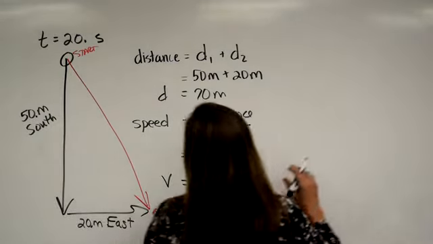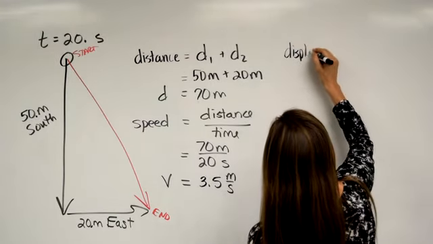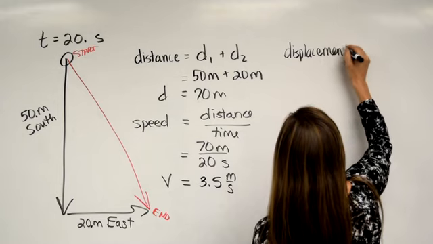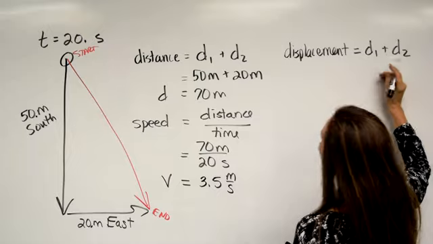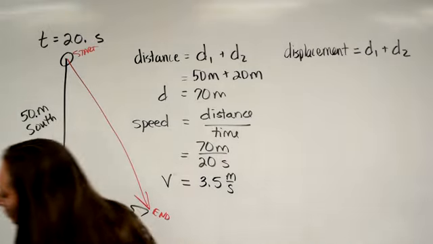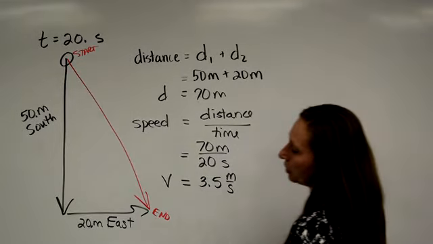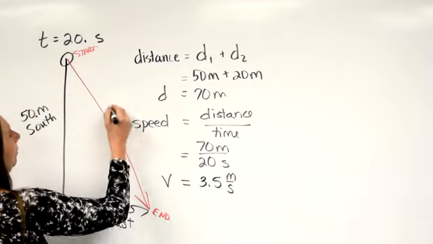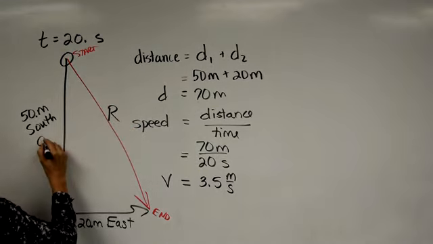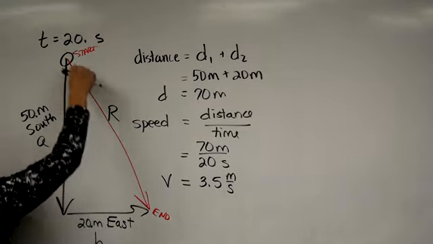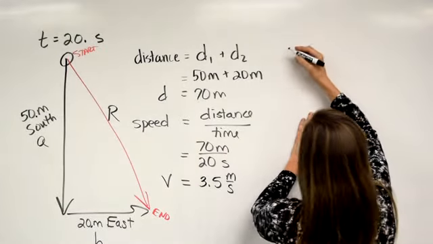Now, what about his velocity? We have to calculate his displacement first. The displacement would be d1 plus d2. Nope, wrong, mistake. It's a triangle. The displacement is going to use Pythagorean theorem. Here's the resultant or the displacement. We've got A, we've got B. We're going to calculate the displacement right there. It's not d1 plus d2. You got to use Pythagorean theorem.